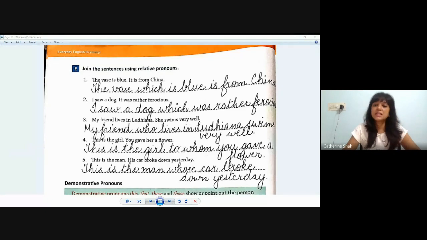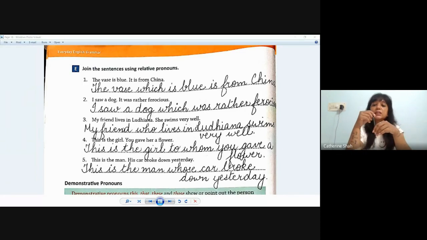Okay. This is used for things which are near us. For example, this is a pen. I'm holding the pen. Okay? This is a pen. This is a bottle. But if the same pen is lying on my sofa, I will say that is a pen. That is a bottle.